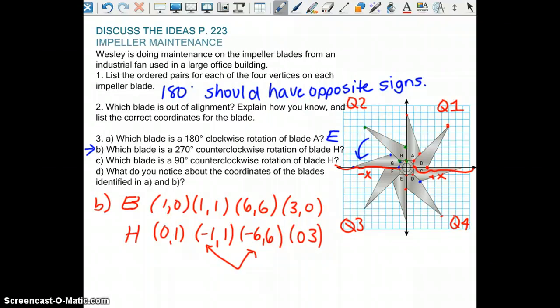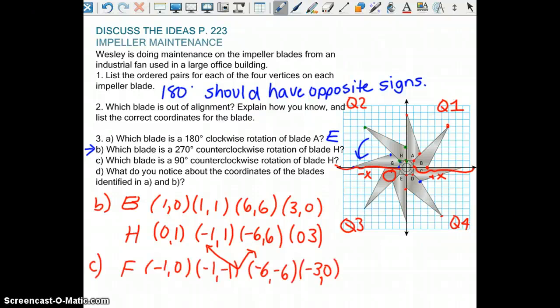Question C, which blade is 90 degrees counterclockwise from H? So H is here, 90 degrees counterclockwise would be F. So now if you compare your coordinates of F and B, you know that B and F are 180 degrees rotated, so their signs should all be opposites. You also know that H and F are 90 degrees rotated, so the numbers are again flipped. And if you look at F, because F is in quadrant 3, all of your X's are going to be negative, and all of your Y's are going to be negative, because quadrant 3 has all negative X's and all negative Y's.